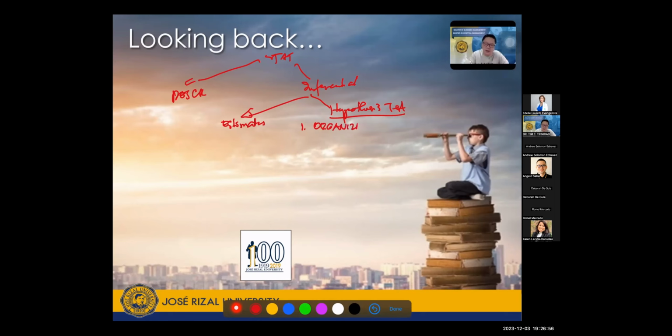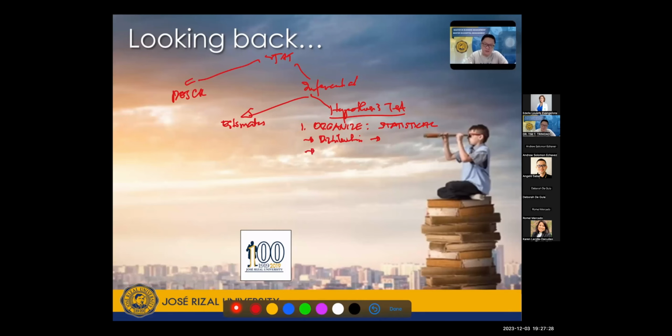Again, the objective of organizing data is for you to have a basis for your choice of statistical test. So when we say organizing data, the thing you need to do here is recognize first the distribution of your data. Okay, we have the normal, abnormal, because this will dictate the choice of your statistical test.